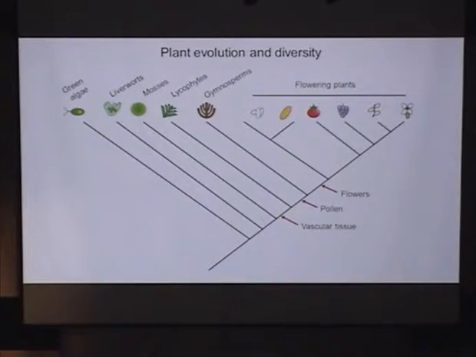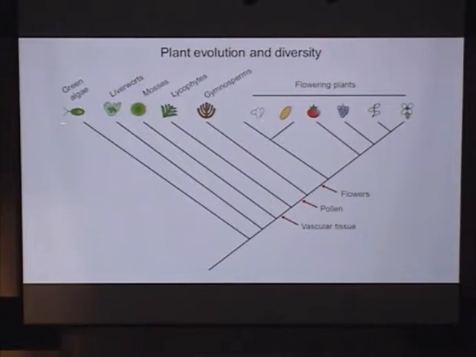As Jonathan said, I'm in the MCDB department, and today I'd like to tell you a little bit about some of the work that my lab has been doing. We're very interested in evolution in a very broad sense. The evolutionary biologists among you may be cringing at this very simplified phylogeny, but essentially we're interested in characters that are shared among all plants that are not found in animals or fungi.